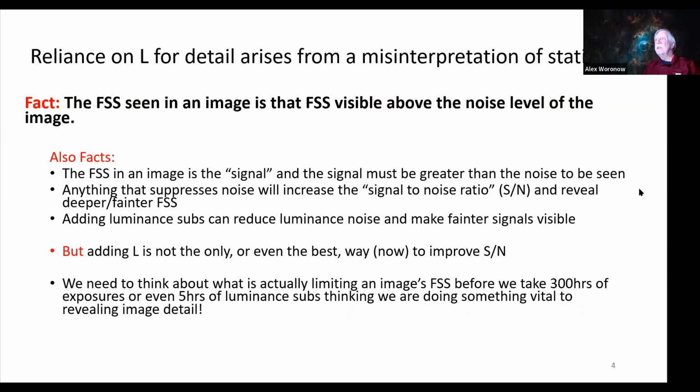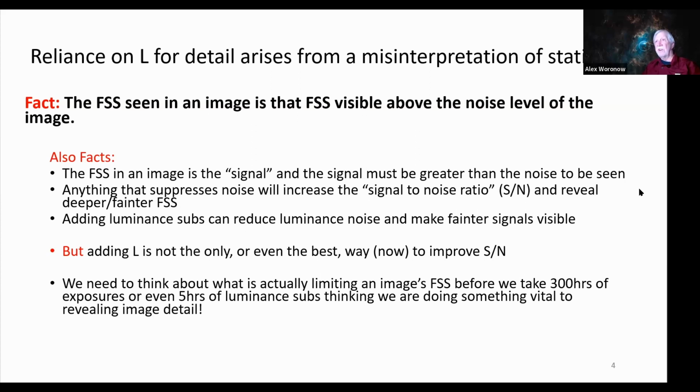And adding luminance subs to RGB, if done correctly, reduces luminance noise, hence making the signal, or the fine scale detail, more apparent. But nowadays, particularly, adding L is not the best way to go. There are other ways to improve signal to noise. Some of them we have control over, and surprisingly enough, one that benefits us greatly does not.